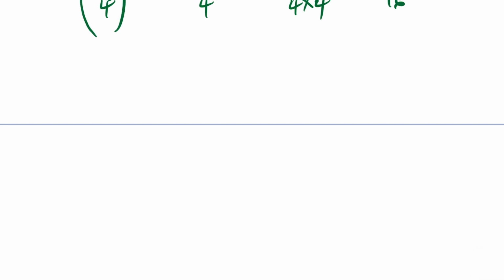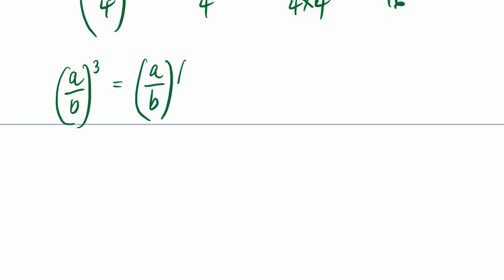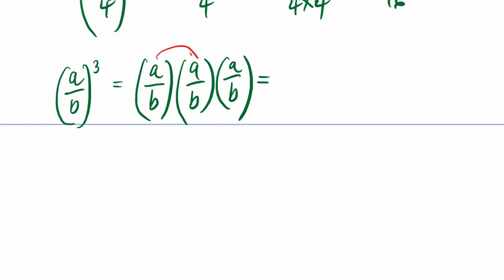Now let's look at the cube. If we have a fraction and there's a cube outside that fraction, it simply means that this bracket, a over b, multiplies itself 3 times, like this. So eventually it's going to be a times a times a, which is a to the power 3, divided by b to the power 3, which is b times b times b, right?